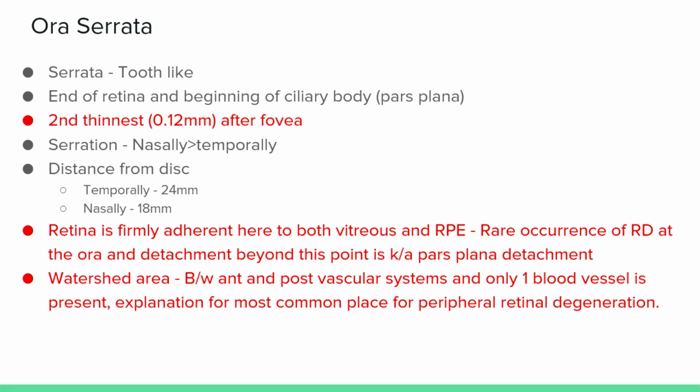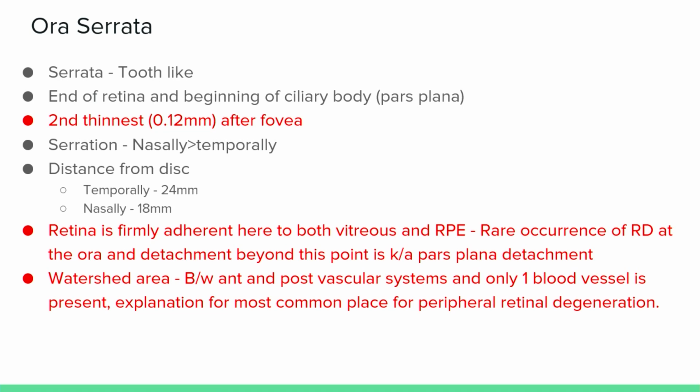Ora serrata. Serrata means tooth-like. It is the end of the retina and the beginning of the ciliary body, mainly the pars plana. It is the second thinnest part of the retina after the fovea. Serrations are more prominent nasally than temporally. The distance from the optic disc is 24 mm temporally and 18 mm nasally.